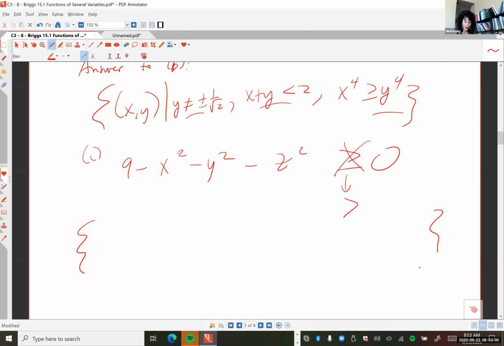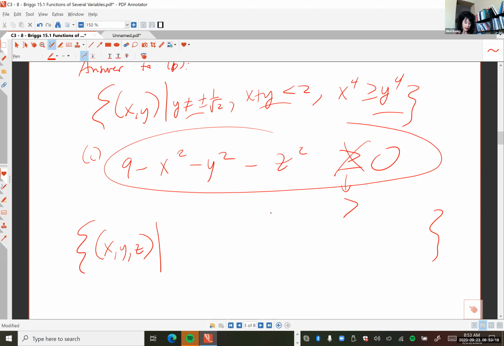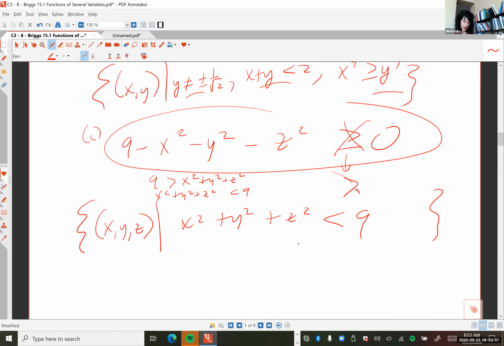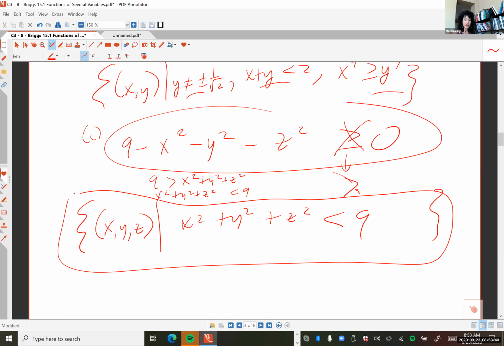So your final answer, in set notation, is going to be all ordered triples (x, y, z), all the points that live in space, such that, and then you can put the inequality that we have here. I'm going to add the x squared, y squared and z squared to both sides of the inequality, and then flip it around, because it means the same thing: x squared plus y squared plus z squared less than 9. And we're done. And that is the domain for that function of 3 variables.